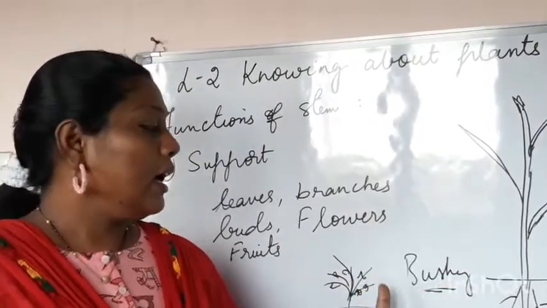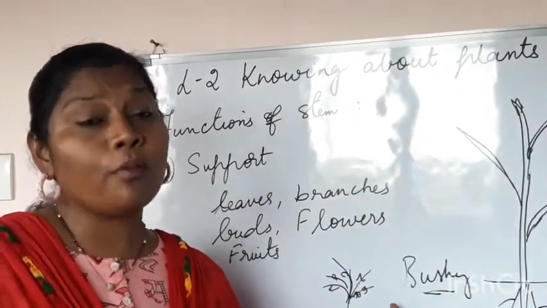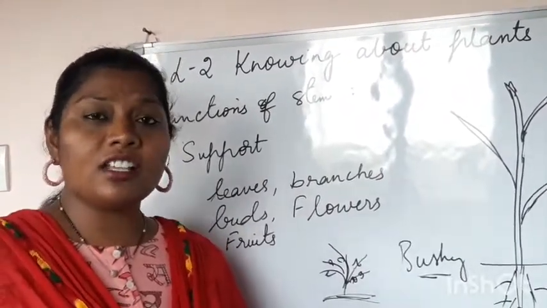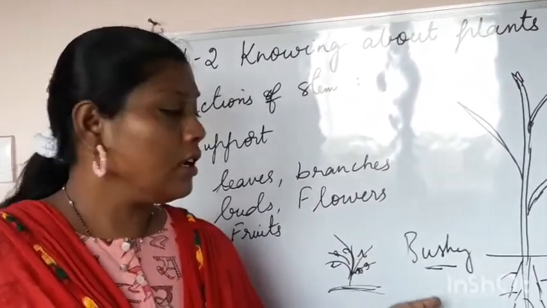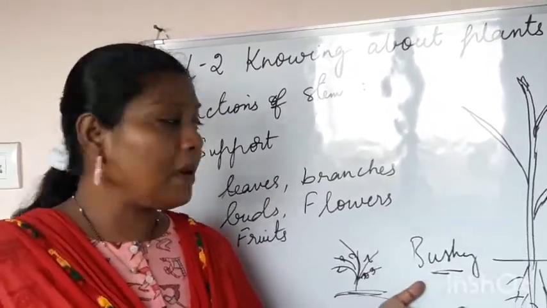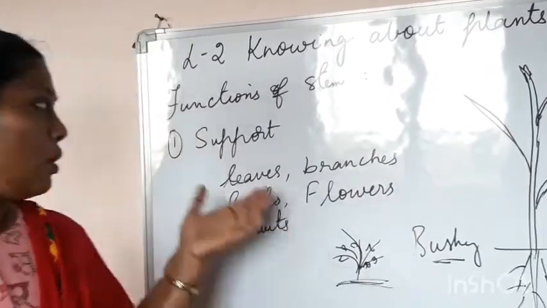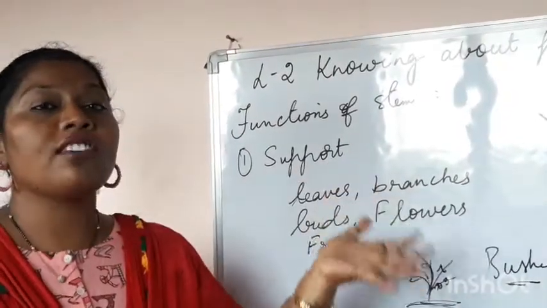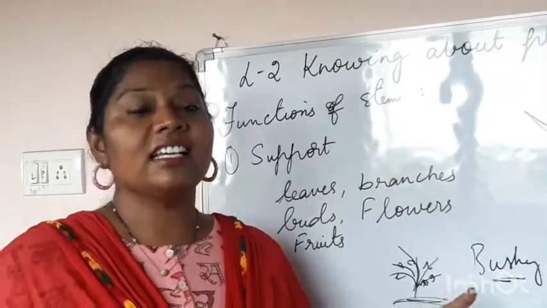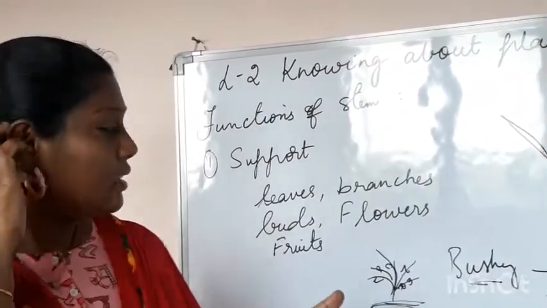In the bushes, they rise just a little above the level ground. The bushy plants have more branches. If you observe, the jasmine plant contains more branches. So, in such kinds of trees or plants, the stem plays a supportive role. It gives support to the branches so that the plant can withstand and stand straight.